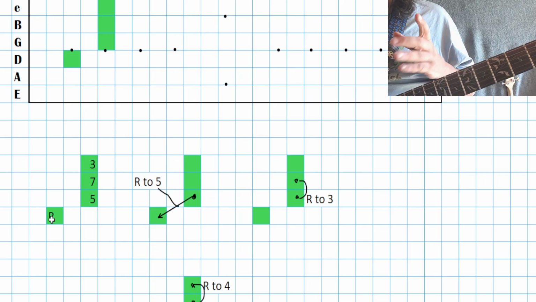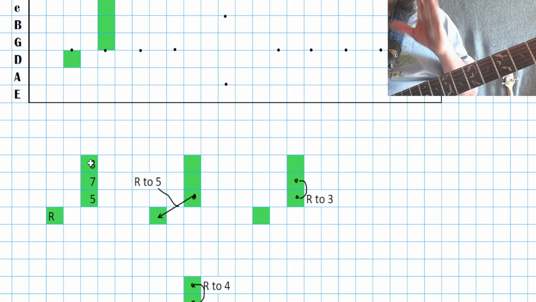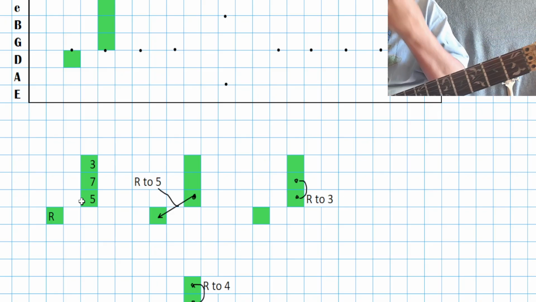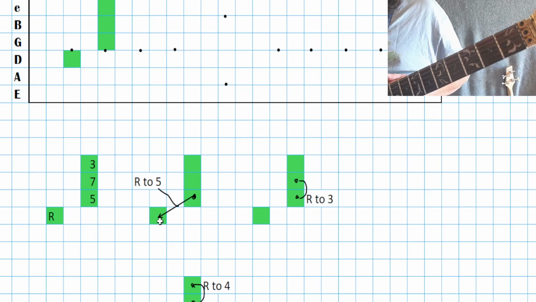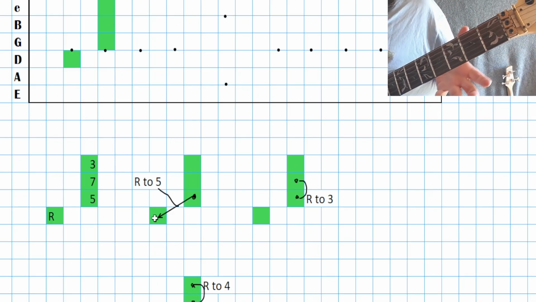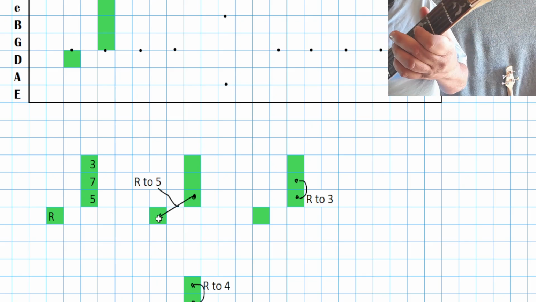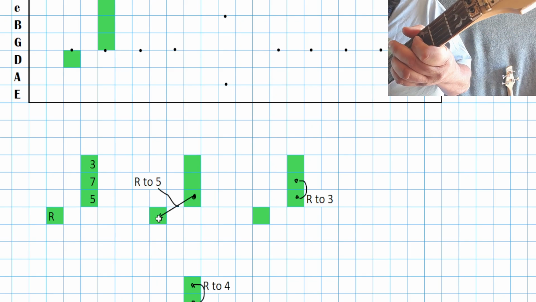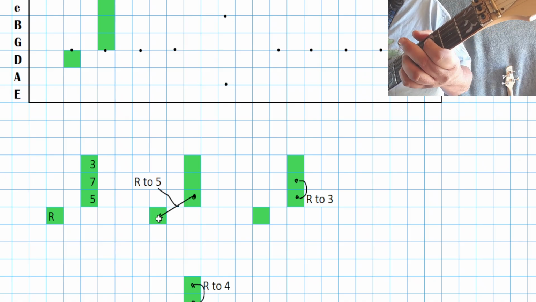So here we have the intervals in this shape, and there is a little bit of a thing that's going on here. So let's look at them. Let's look under the hood, see what the magic is. So the first thing that's happening in this chord shape is a very standard, very common, known even by beginners, root to 5.